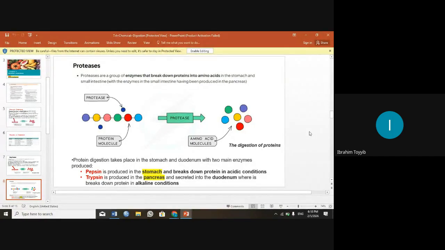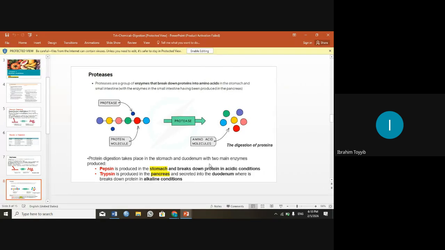Trypsin is also what? Trypsin is produced in the pancreas and secreted into the duodenum. Where is protein broken down in alkaline medium? In the duodenum it requires alkaline medium, but inside the stomach, acidic medium is required. Stomach, acidic medium; duodenum, alkaline medium. And what will bring about that alkaline medium inside the duodenum is the bile that will neutralize what? The acidic medium coming from the stomach.